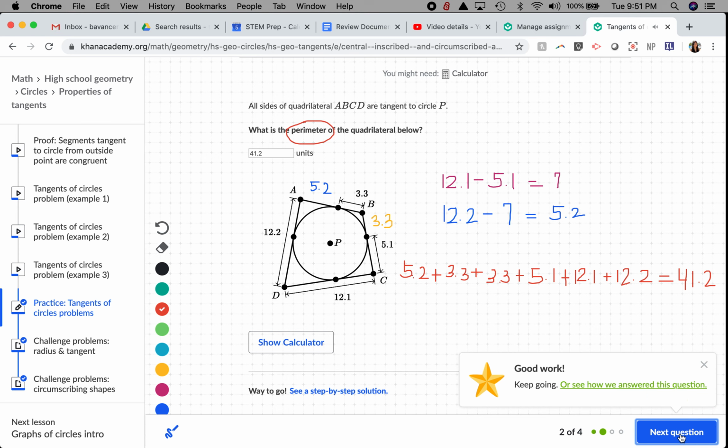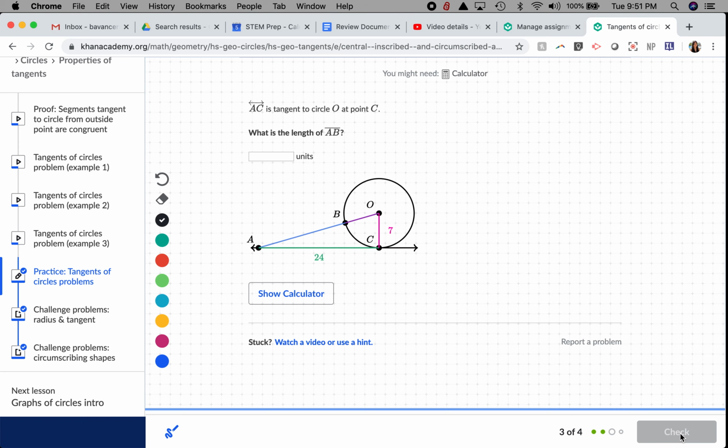Let's look at the next question. All right. Line AC, this line, is tangent to circle O at point C. Again, remembering that what tangent means is that this line is touching the circle at one point. What is the length of line AB? So we are going to be looking for this right here. Okay, so that will be our unknown.